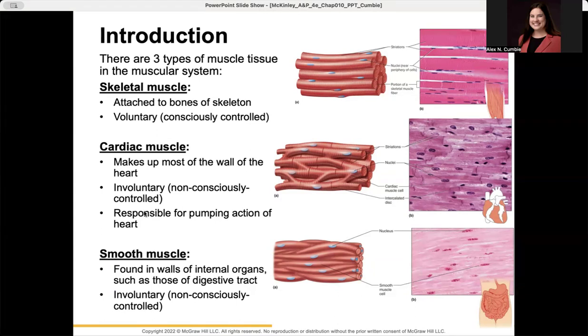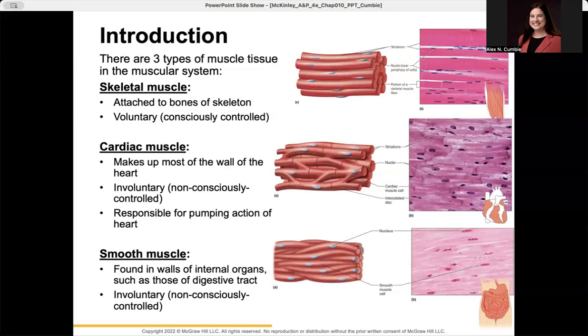Cardiac muscle, we'll get to later on in this chapter, makes up the most of the wall of the heart. Okay, so that's the myocardium, which is the main portion of the heart, made of cardiac muscle cells. This type of tissue is involuntary, so it does move, and we know that our heart is moving all the time, but this is under what we would call non-conscious or subconscious control. And again, the main action that it is doing is the pumping action for the heart to move blood throughout the body.